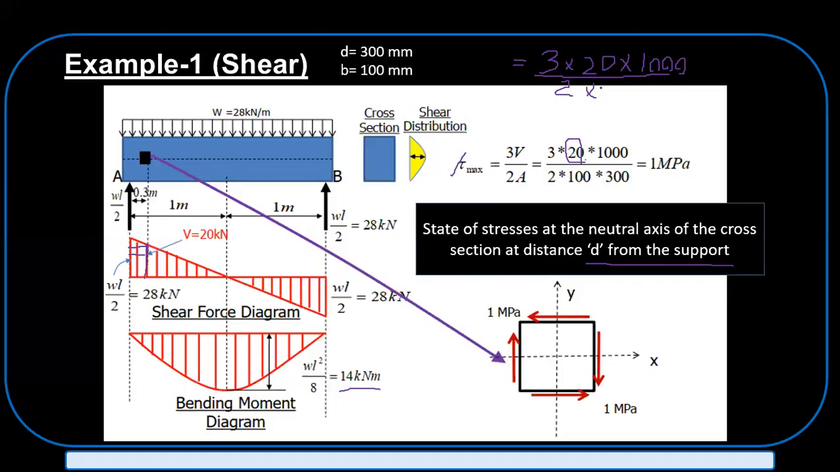Done. So it's 100, 2, 3. So that brings to 1 Newton per minute. So this equals 1 megapascal, right? So then it is for this. It is for this element.